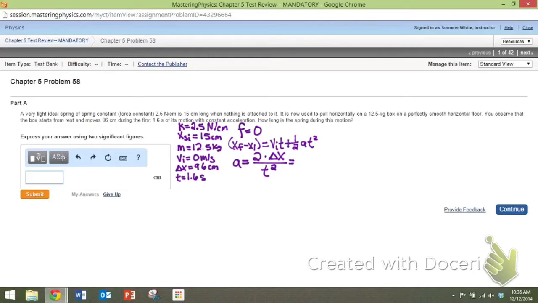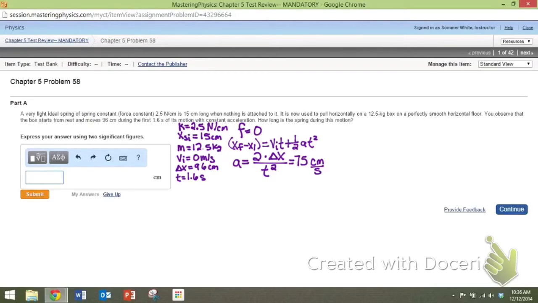of 75 centimeters per second squared. Because we had started off with our distance in centimeters, we do end up with an acceleration in centimeters per second squared, which is okay.